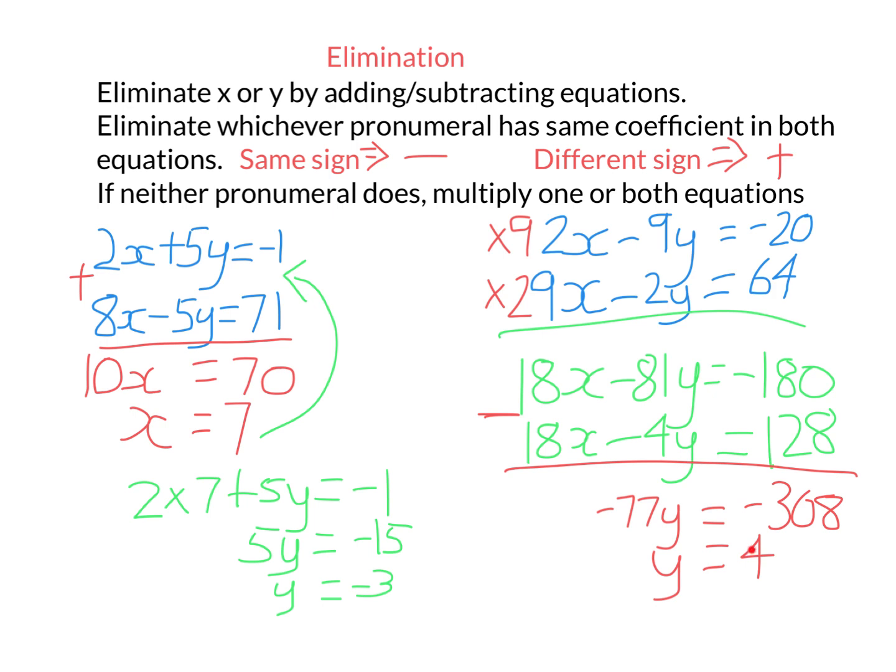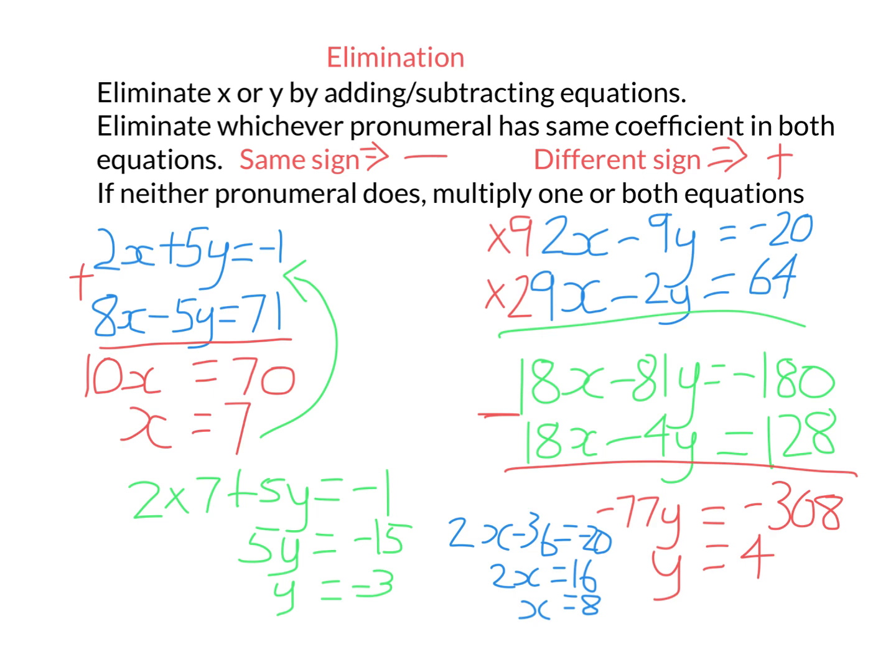So I'm not done. I've only got the y value. To find the x value, I need to substitute back into one of these equations. It doesn't matter which one, I'll again choose the top one. If I substitute y equals 4 into this equation, I would have 2x minus 36 equals minus 20. So I'm going to add 36 to both sides and divide each side by 2. So the simultaneous solution to these equations is x equals 8, y equals 4. If I substitute these into both equations, it gives a true statement.